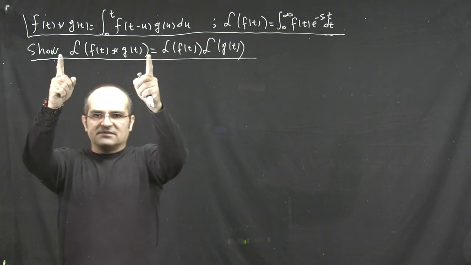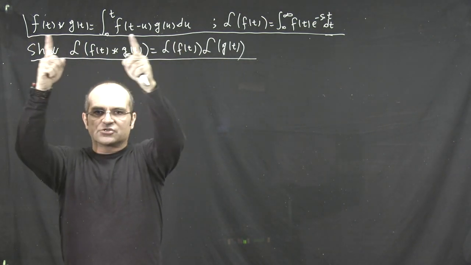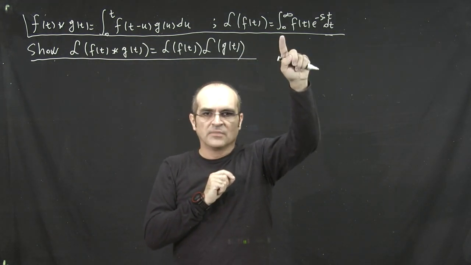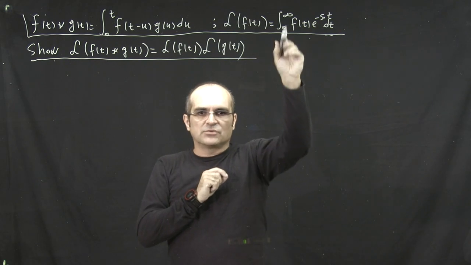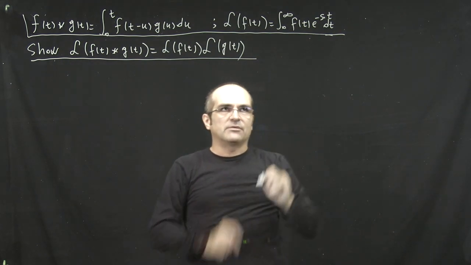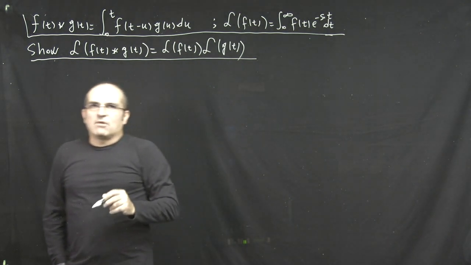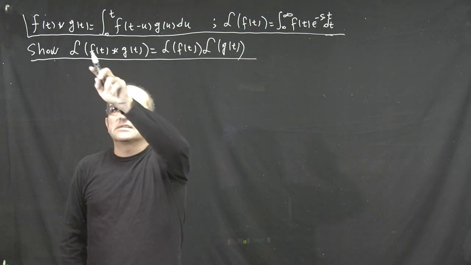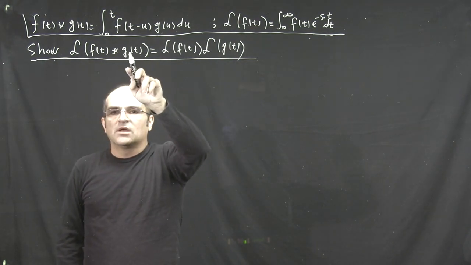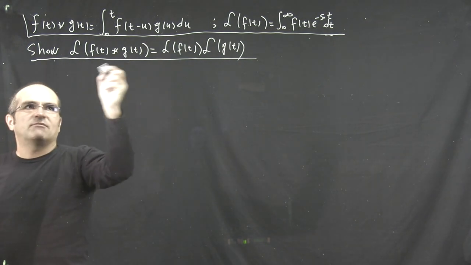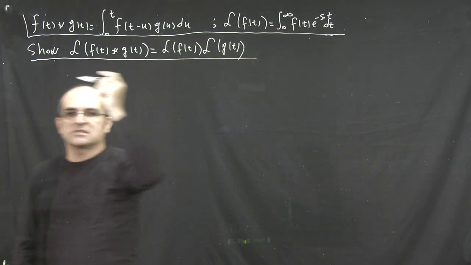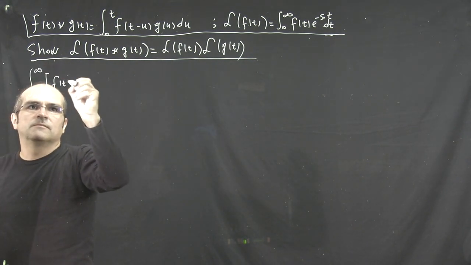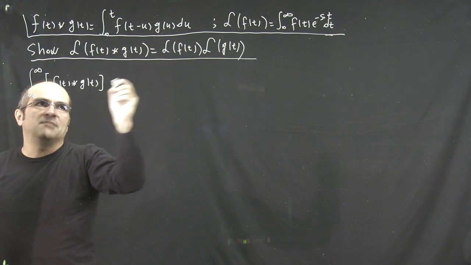So we want to prove this via the definition. So keep that in mind. This is the definition of the convolution, and keep also in mind the definition of the Laplace transform. So the integral from 0 to infinity, a function of t e to the minus st dt. So if I want to prove this equality via these definitions, let's start with the left side. So we're going to start with Laplace of the convolution, which according to the definition of the Laplace transform, this is the integral from 0 to infinity of the convolution times e to the minus st.